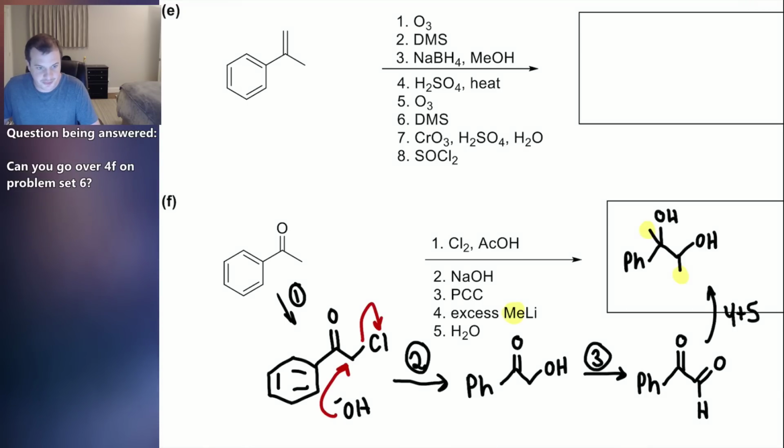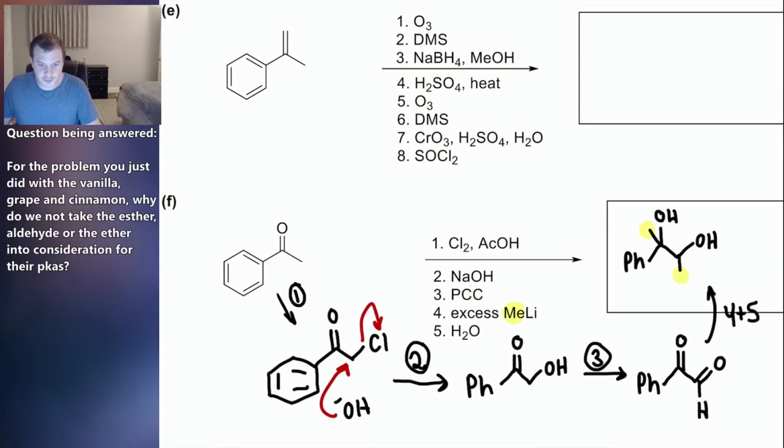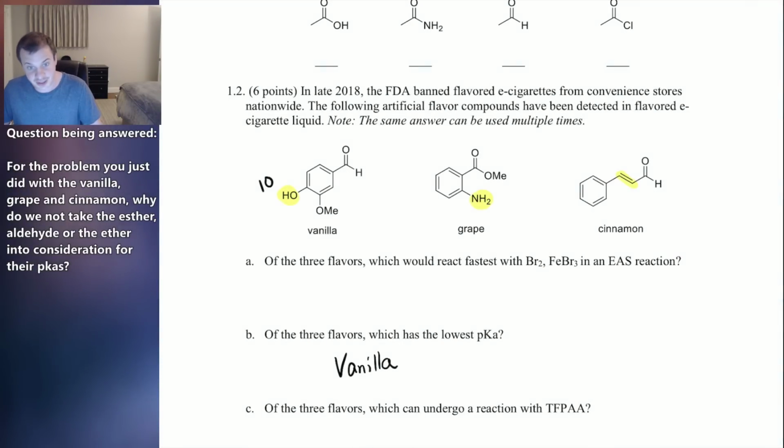Laura has a follow-up here to the previous question. She asks, for the problem you just did with the vanilla, grape, and cinnamon, why do we not take the ester, aldehyde, or the ether into consideration for their pKa's? Because those aren't on our pKa table, and so we don't have values for those. So you don't take them into consideration. You'll notice there's no ester on the pKa table. There is no aldehyde on the pKa table, and no ether either.